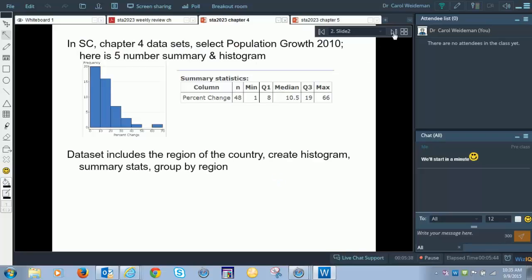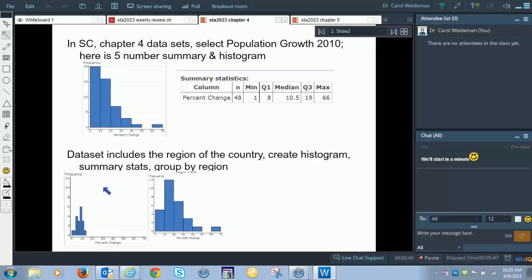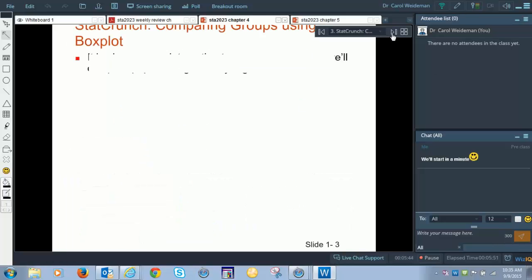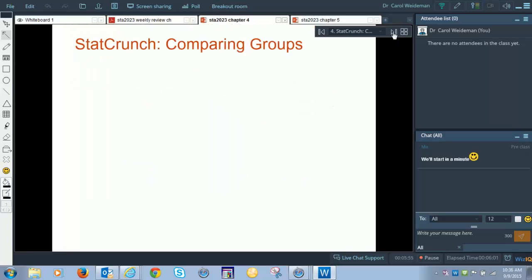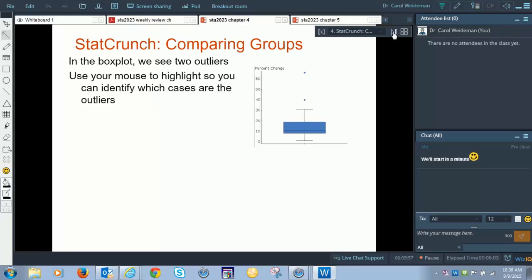Oh, here's the one I wanted. So remember when I had those histograms, it's not really very easy to compare the groups. You're kind of jumping from one graph to the other. But when I can go ahead and put the box plots on a single graph, it's really a nice way for you to compare groups. So using box plots to compare groups is very, very helpful. You'll find this helpful in your investigative task for Unit 2 also.